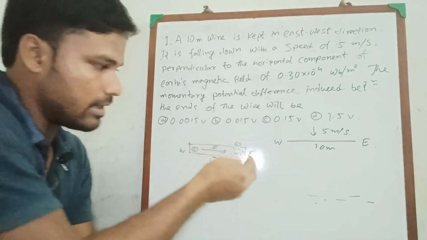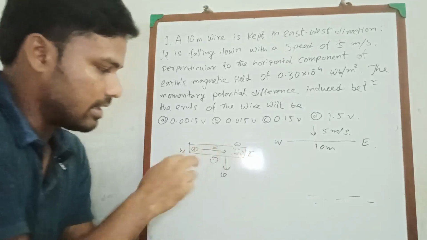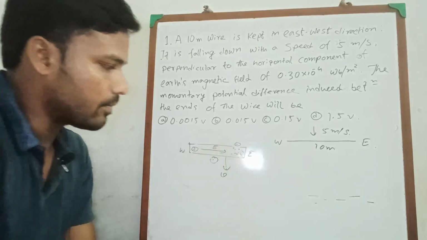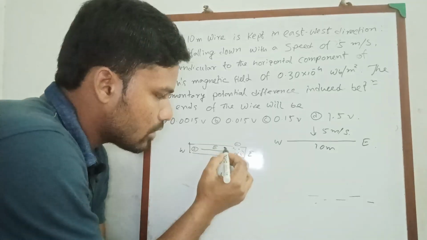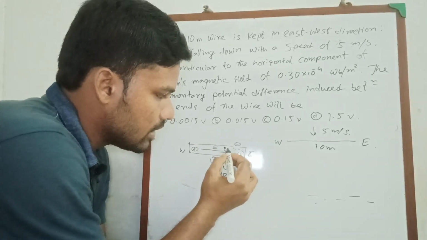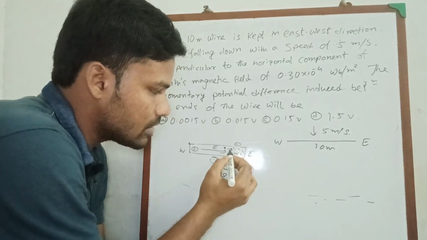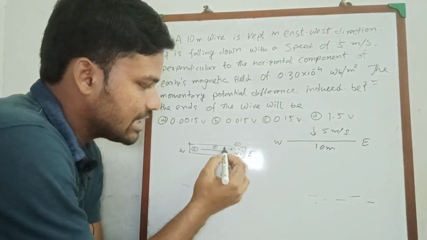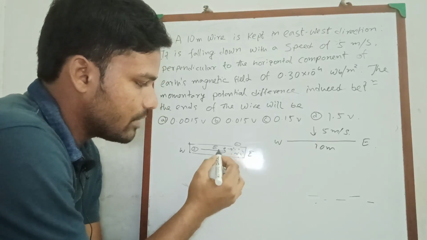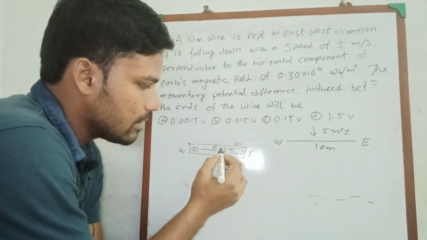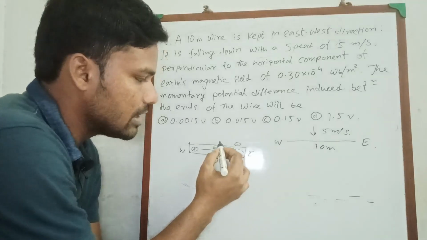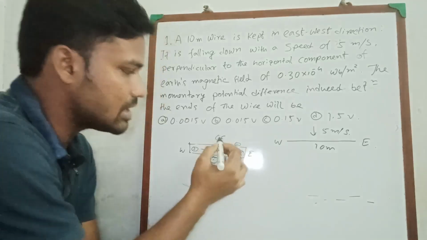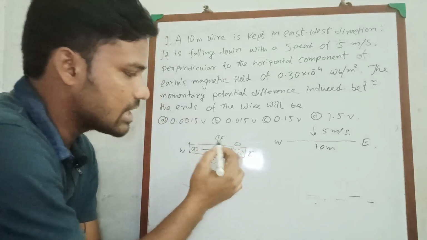Whenever charge accumulates here, this is the negative side and this side is positive, the electric field is generated from positive to negative. That's why whenever electrons move, they get a force towards this direction, and due to the electric field they get a force, that is the Coulomb force, q into E. Suppose this is the charge of the electron, that is q into E.